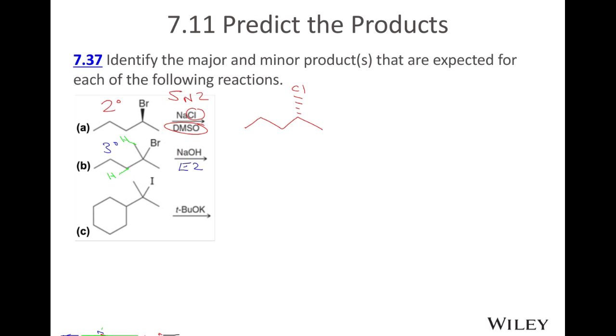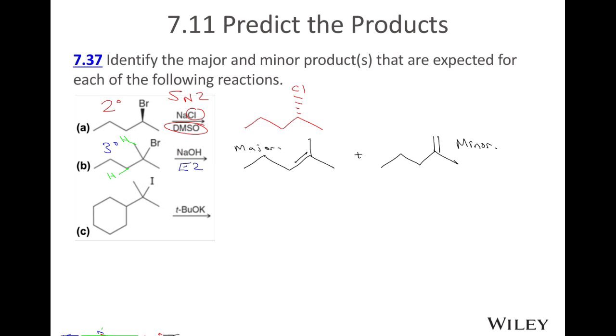So if we draw the Zaitsev product first, that would be this, and this would be our major product, the Zaitsev product. And then we're also going to get the Hofmann product, and that will be our minor product, because again, hydroxide is a non-hindered base.